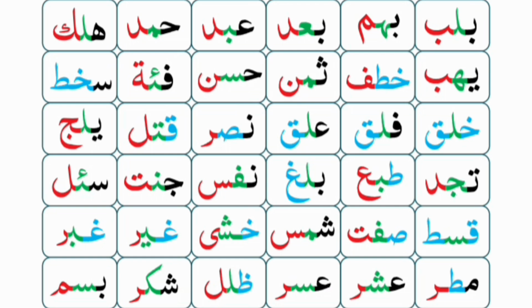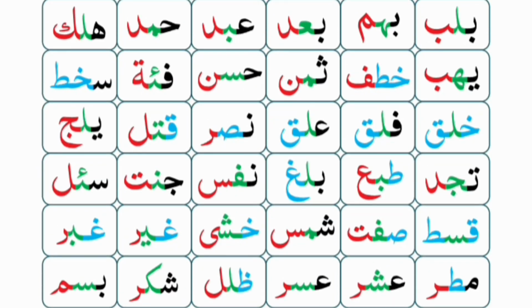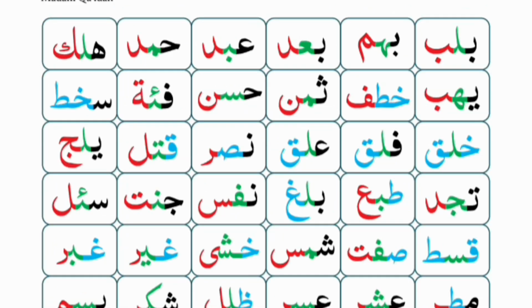Today we will learn the haroof-e-murakabat. First of all, what is haroof-e-murakabat? Two or more letters join together to form murakab. Murakab is the singular of murakabat. Pronounce each of the murakab letters separately like the mufradat letters. So we will learn from here. There are three letters joined together which are called haroof-e-murakabat.